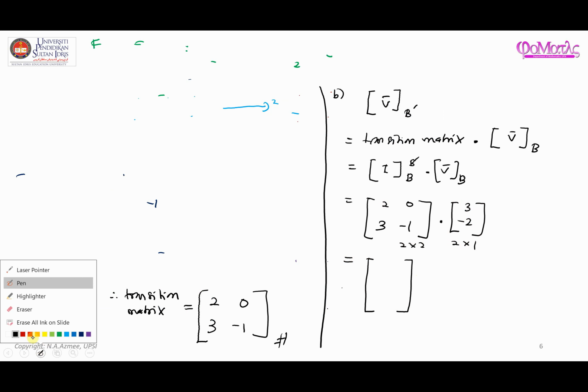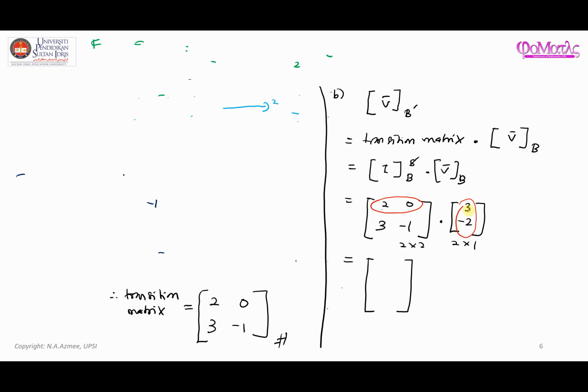To find the values, row and column, you multiply them. So 2 times 3 is 6, plus 0 times negative 2 is 0, so here is 6. Next, 3 times 3 is 9, plus 2 is 11. So 6 and 11. That's the idea, an example to illustrate how you can change the coordinates relative from one basis to another.